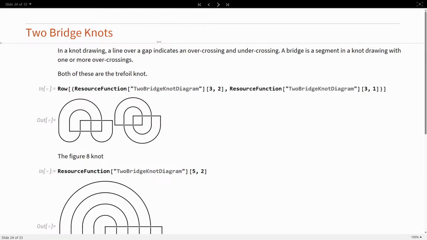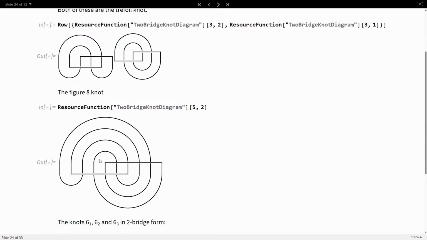One other thing you can often do with knots is minimize the number of bridges. A bridge is a segment that has one or more overcrossings. So here are two representations for the overhand knot, which each have 2 bridges. It's not easy to see, though, that these are both the overhand knot. Here's the figure 8 knot, which is a little bit more complicated to do in a 2-bridge form. And this is a new resource function, a 2-bridge knot diagram.